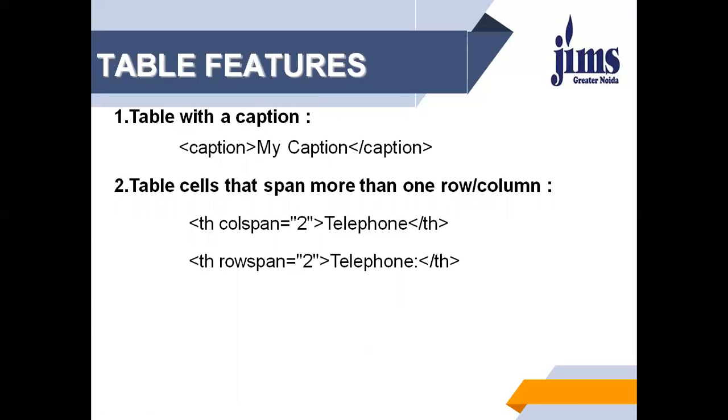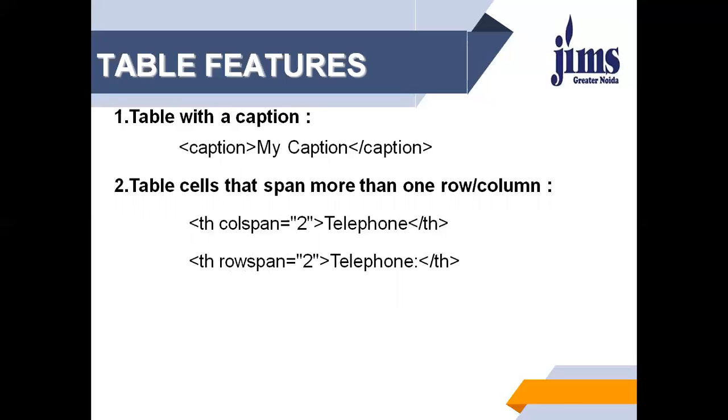There are many other features of tables. Table with a caption. If you want to give a caption to your table, you have to use the caption tag, starting tag, caption, my caption, and then you close this caption tag. Then table cells that span more than one row or column. There is one attribute called colspan, another is rowspan. You can span more than one row or column.